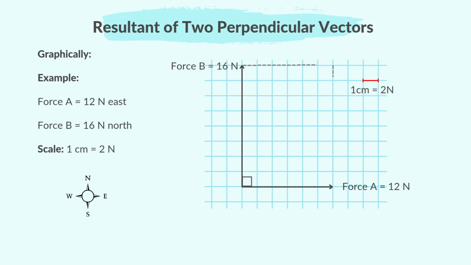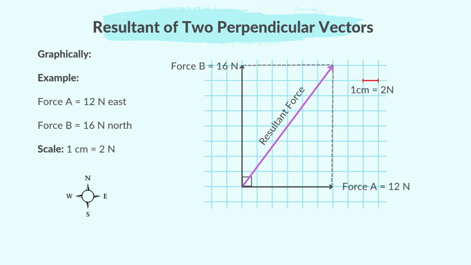Step 4. Complete the rectangle. Draw dotted lines parallel to each force so that the two forces form a rectangle. Step 5. Draw the resultant. Draw a diagonal line from the starting point to the opposite corner of the rectangle. This diagonal represents the resultant force.